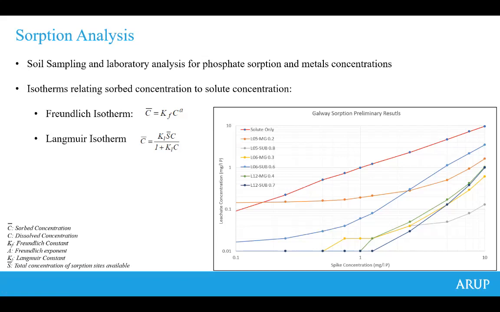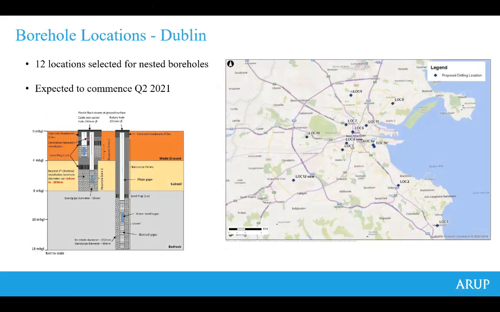And ultimately, what we're trying to determine is which is the best way of representing the absorption. And there's different methods in the literature, the Freundlich and isotherm, which, looking at different parts of the literature, different sites match different relationships between the sorbed and solute concentrations. So having this data will help us to build that understanding, so that we can apply the actual correct coefficients in the models. So in Dublin, these are due for drilling in the next quarter.